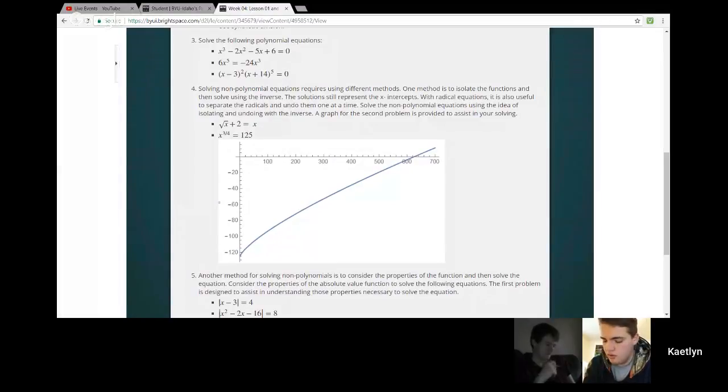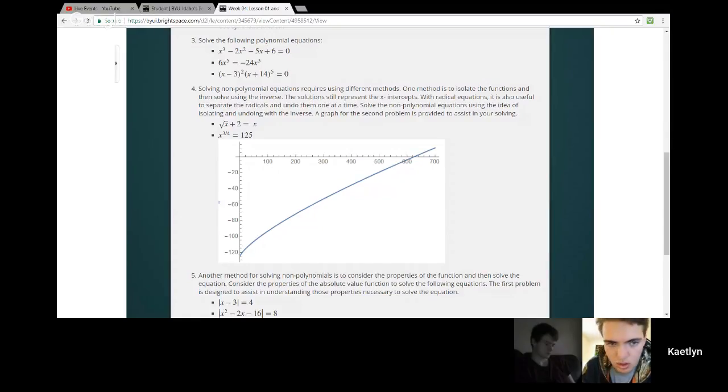Okay, so the solutions still represent the x-intercept. Okay, I see what we're going to do. And then we're going to want to get this equal to 0. So now you're going to want to subtract an x over again. So it's going to end up being x squared minus 5x plus 4 equals 0. Does that make sense how I got that part? Yeah.